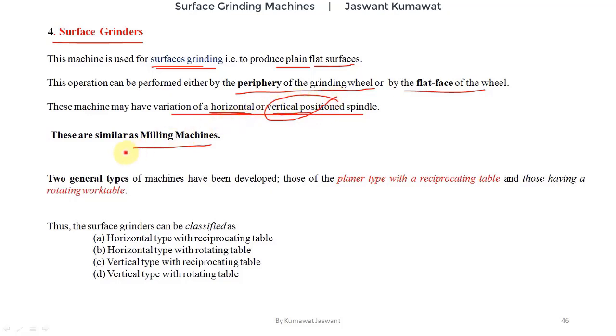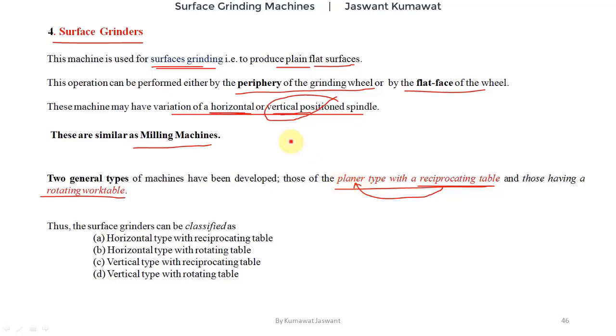Along with variation of horizontal or vertical spindle, these machines may be having two different type of arrangements. First one is planar type with a reciprocating table. Second one is with having rotating work table. As there is a reciprocating table, so it is somehow similar to planar machines. So we can say this is of planar type.